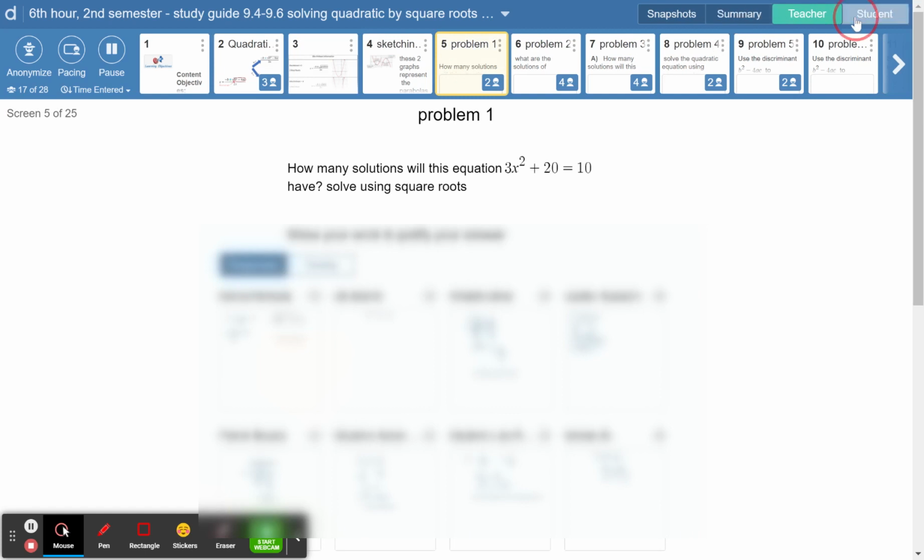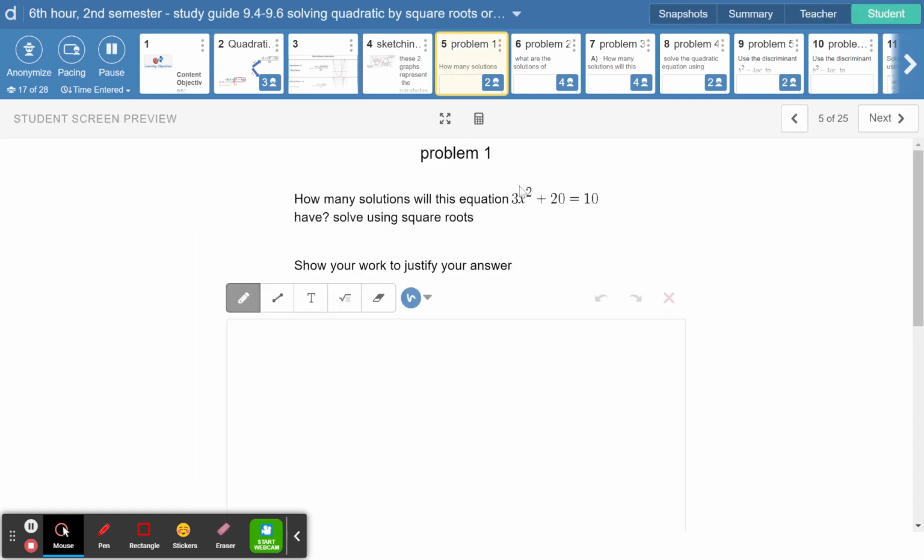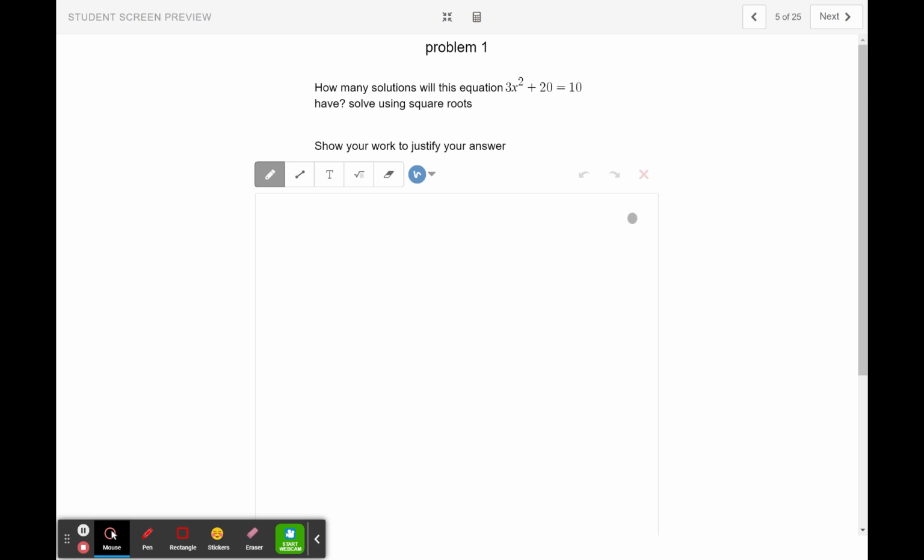So in problem number 1, how many solutions will this equation have? And then solve using square root. So square root is just an undo step. So this should be solving like normal. We're going to minus 20 on both sides. Use the calculator if you need to. 3x squared equals negative 10.